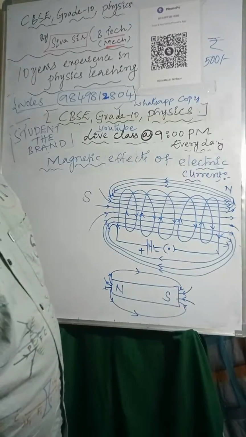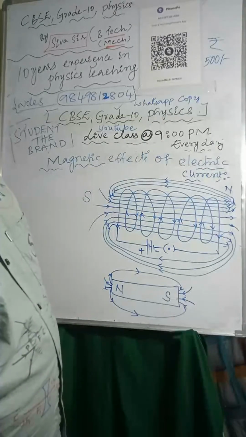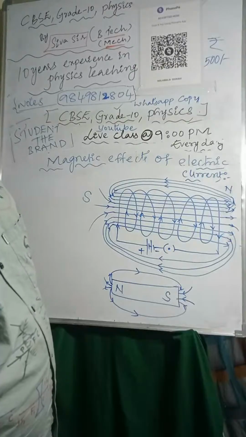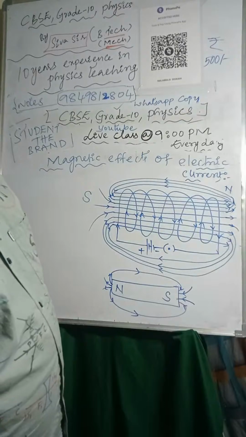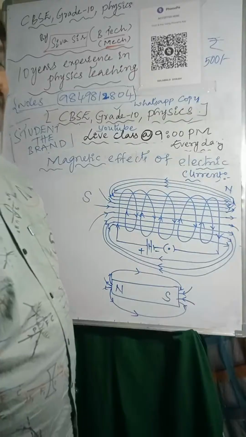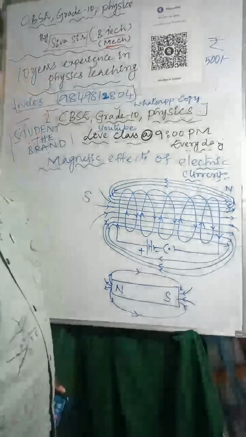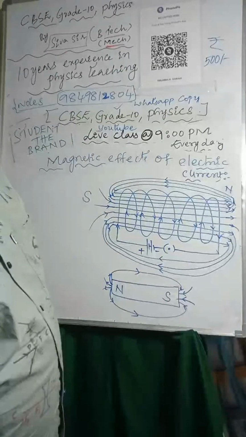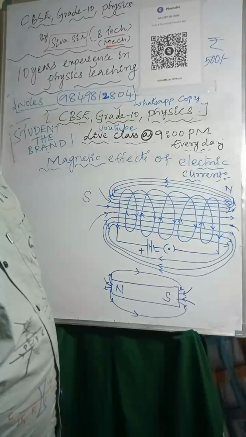A magnet is a substance which attracts magnetic materials. The substance which attracts the magnetic materials is called a magnet. And the natural magnet is magnetite. Magnetite is the natural magnet.